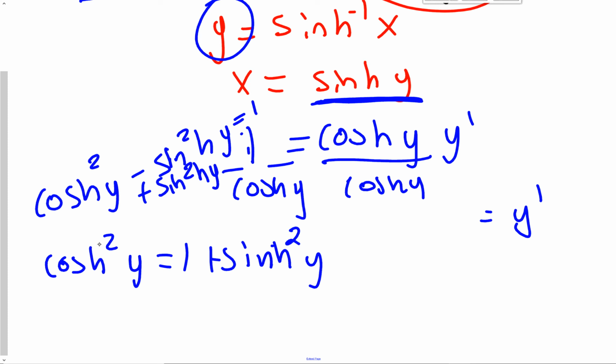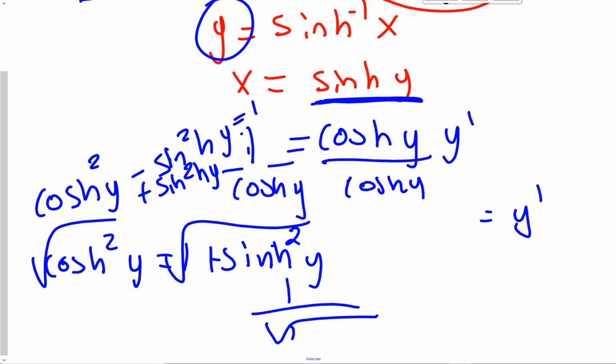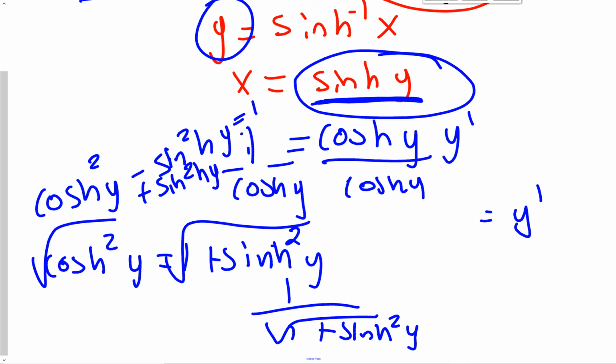Okay, and then to get rid of the squared, we can square root both sides. So I have 1 over hyperbolic cosine of y. Well, hyperbolic cosine of y is the square root of 1 plus hyperbolic sine squared of y, which hyperbolic sine squared of y is just x squared.